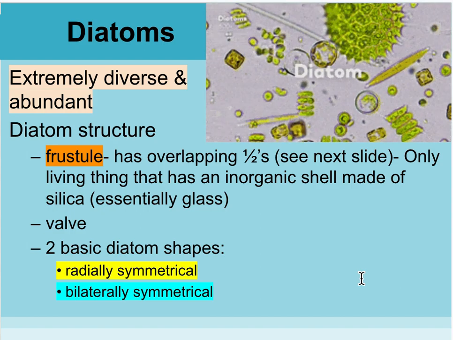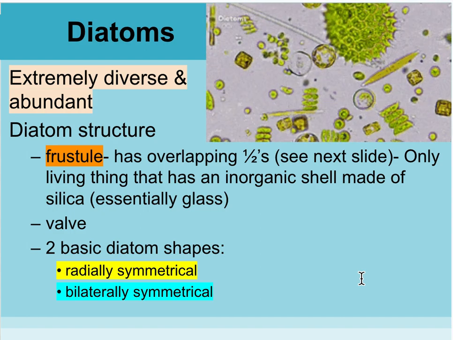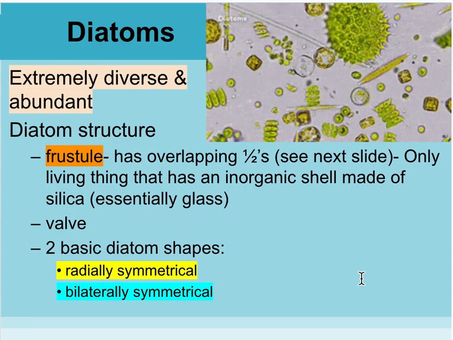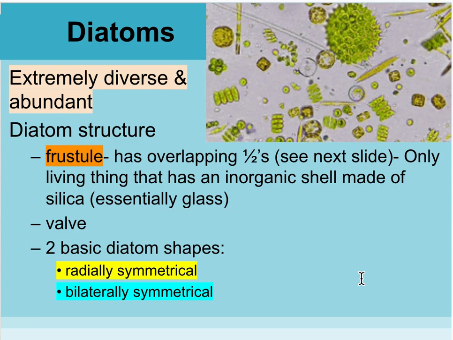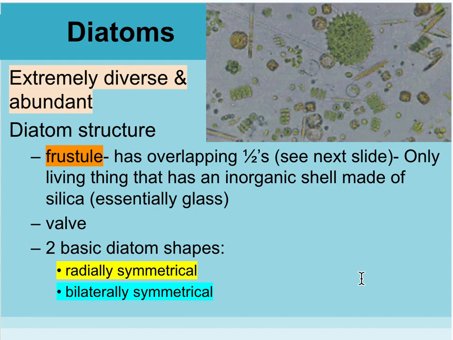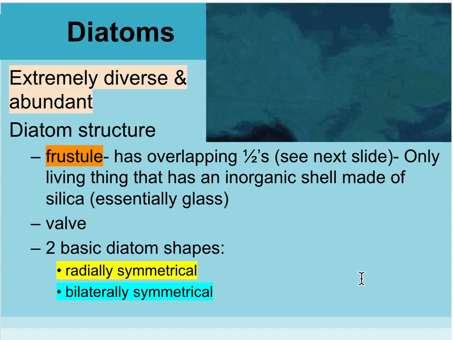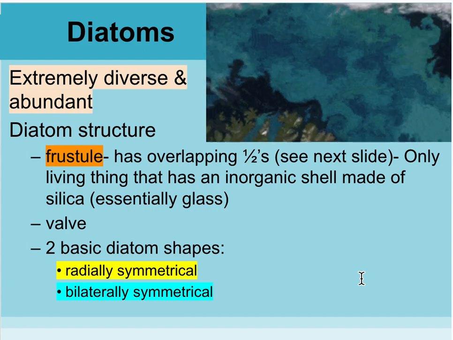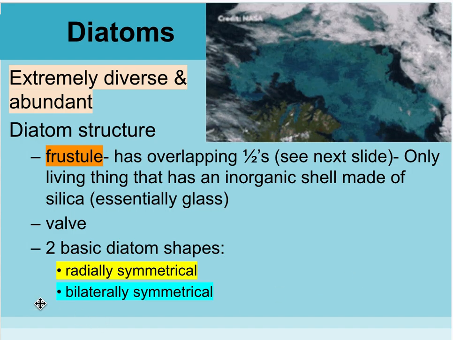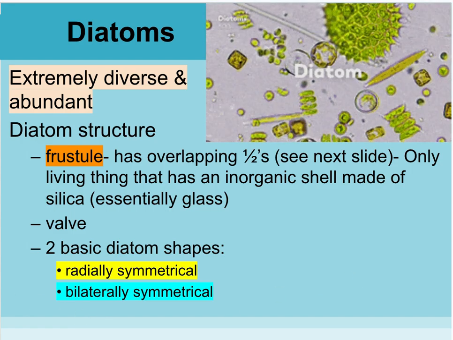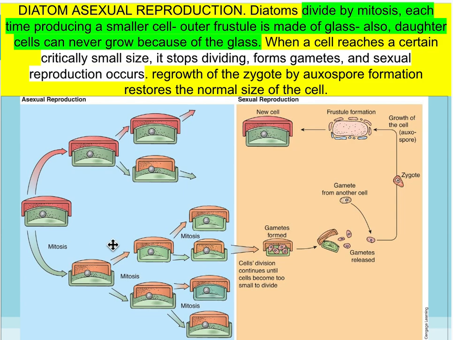So it's the only living thing that I know of that has this inorganic material shell that is made of silica, which is like glass. These can be radially symmetrical or bilaterally symmetrical, but they're very, very beautiful to look at and very geometric. So they can reproduce a few ways. I do not necessarily like this picture. It kind of does the job, but you have to think creatively when you see it.